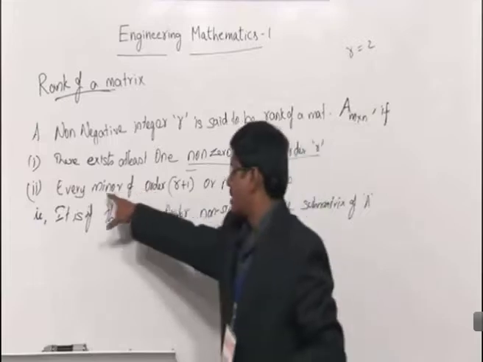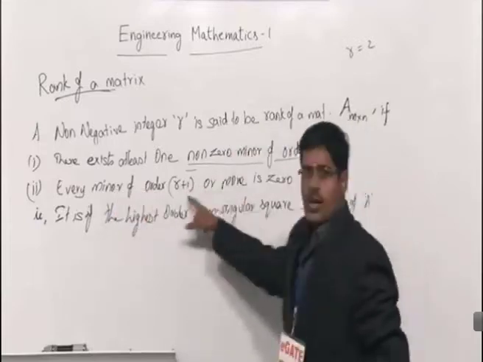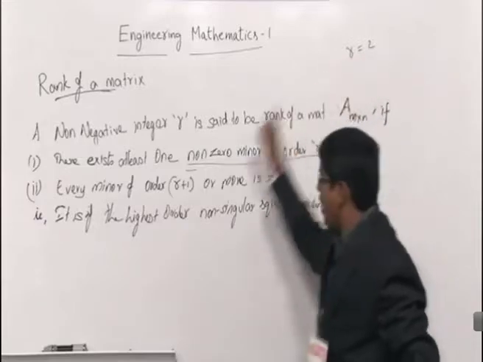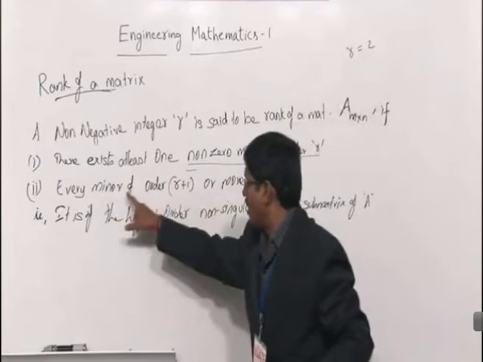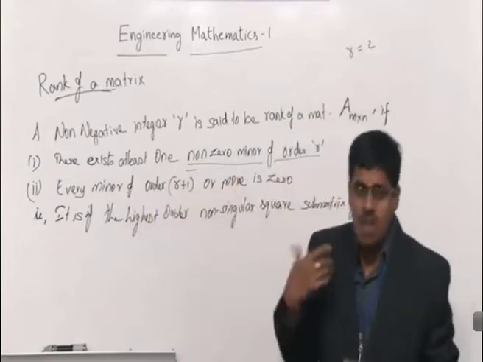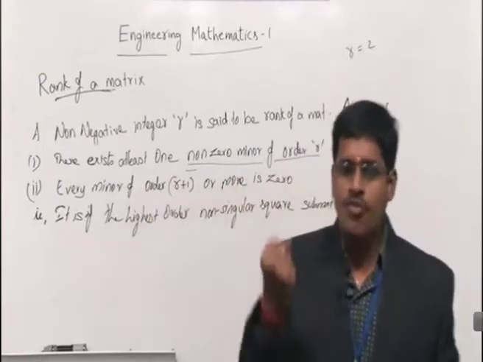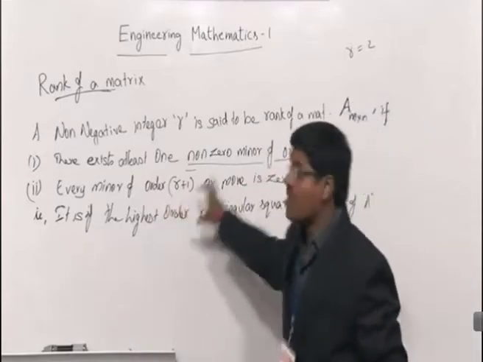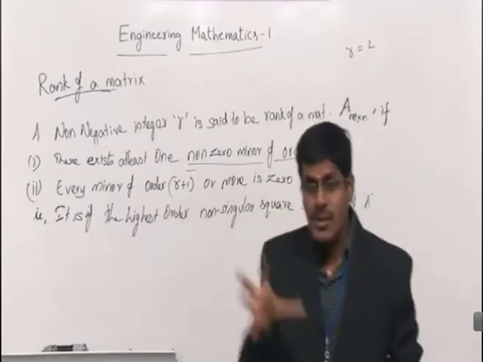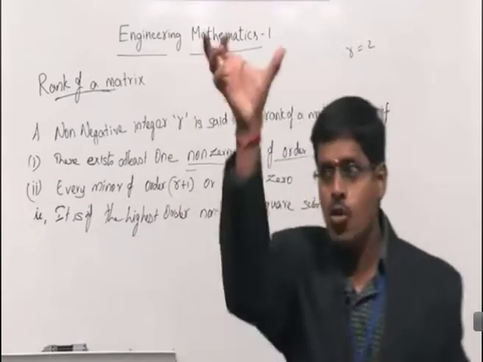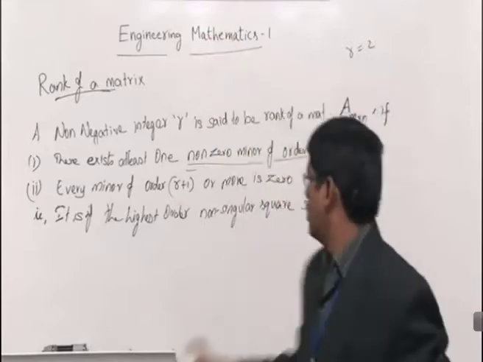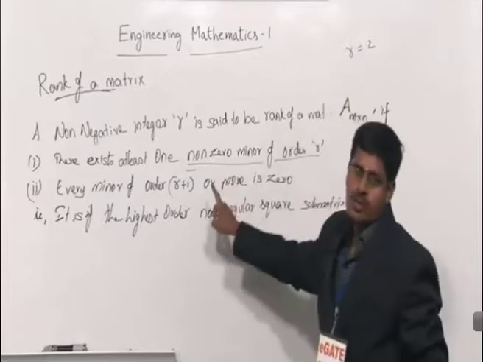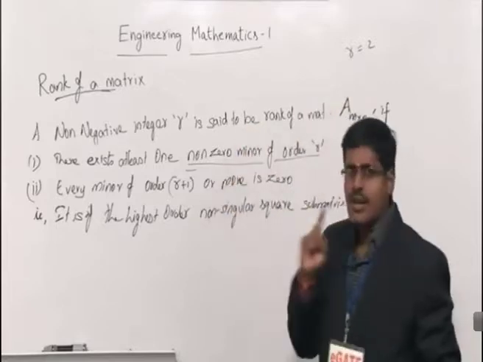Okay. Now the second condition, r plus 1. In this example I considered the r value 2, so r plus 1 becomes 3. So every minor of order 3 or more, that means order 3 means 3 cross 3 matrices. Because I took r equal to 2, in the given matrix you find all 3 by 3 matrices, whose minors, meaning determinants, must be 0. Order 3 or more if r is equal to 2, okay, 4 by 4 and all these.